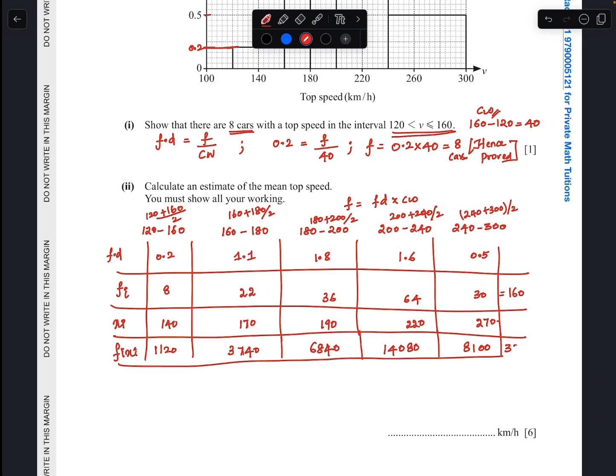is equal to 33880. So the mean is equal to sigma Fi xi by sigma Fi, which is equal to 33880 divided by 160, which is equal to 211.75. So this is the answer. 211.75 kilometers per hour is the mean speed.